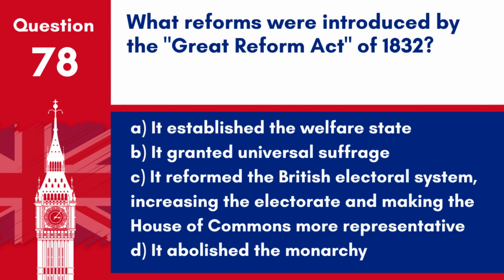Question 78. What reforms were introduced by the Great Reform Act of 1832? A. It established the welfare state. B. It granted universal suffrage. C. It reformed the British electoral system, increasing the electorate and making the House of Commons more representative. D. It abolished the monarchy.